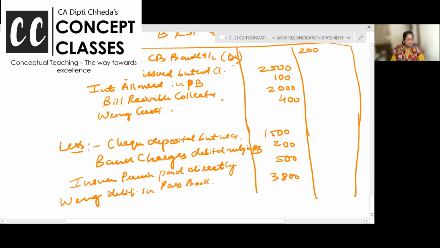Wrong credit in passbook. Direct payment by a customer into the bank but not recorded in the cash book. Some customer has directly deposited 700 in your bank, so the bank has done the credit. We should also pass the entry, bank to customer, so 700 rupees we should debit 700 rupees.